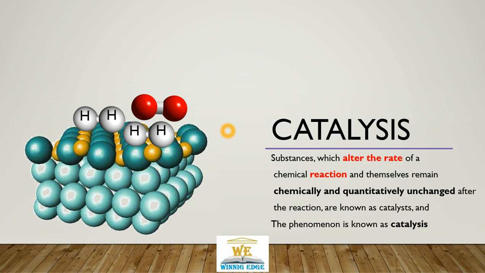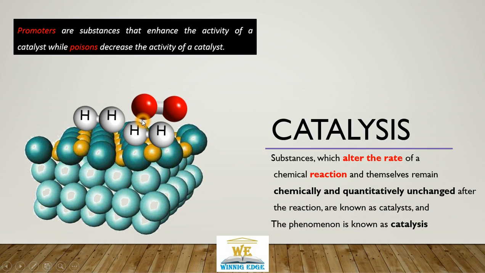Here we see, like you see here, these metal atoms adsorb hydrogen and then provide a medium for oxygen to react with the hydrogen atoms to give us water. Promoters are substances that enhance the activity of a catalyst, while poisons decrease the activity of a catalyst.